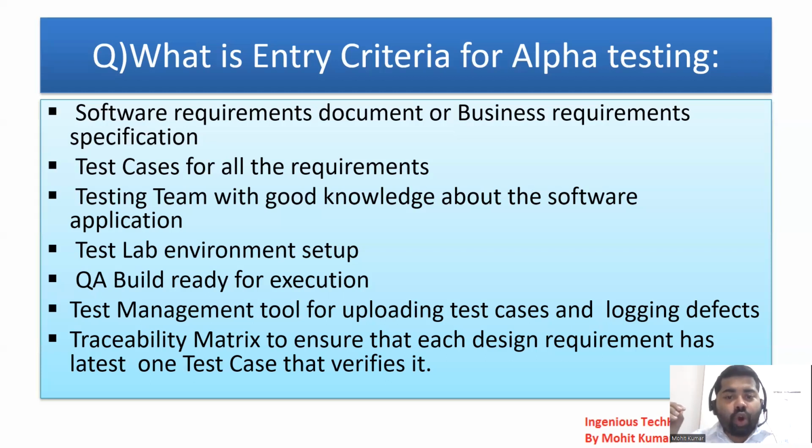Software requirement document, or business requirement or specification. We have one document where we will get all the requirements, and accordingly we start the testing, right? Mostly applications have this requirement and business document; its name varies depending upon the company. All the test cases for all the requirements are already ready, because this is the final round of the testing. As per the requirement document, all the test cases are ready.